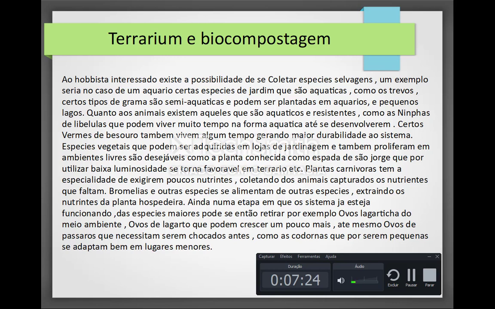Still in a stage in which the system is already working, the largest species can then be introduced, for example, caterpillar eggs from the environment, lizard eggs that can grow a little more, even birds' eggs that need to be hatched before, like quails that, because they are small, adapt well in smaller places.